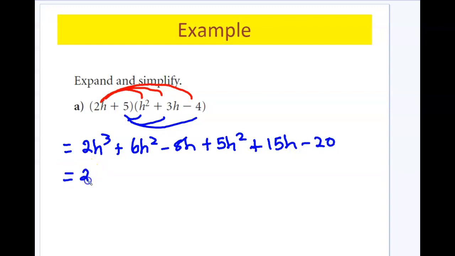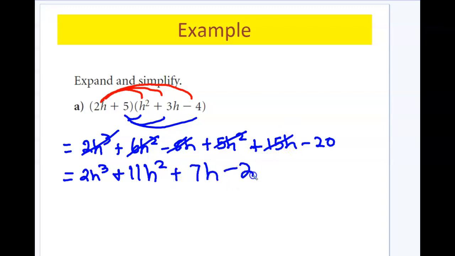All right, collecting like terms, I have 2h cubed, so I'm done with that. I have a 6h squared and a 5h squared, which is going to be 11h squared. A negative 8h and a plus 15h is going to give me a 7h, and minus 20, and that would be my final expression.